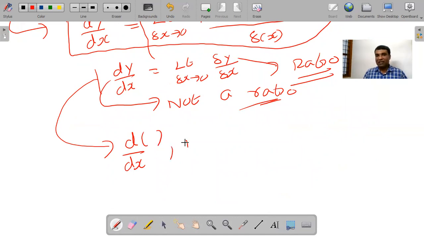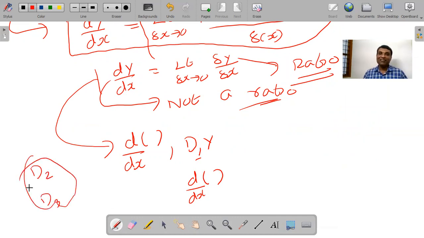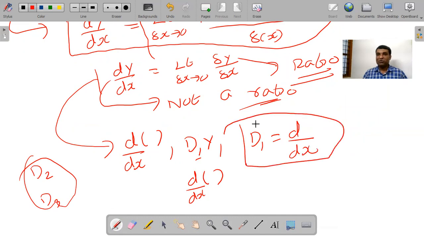We can also denote this by D1 of y. D1 is d by dx of this y, so D1 stands for the first derivative. If I write D2, that is the second derivative, D3 the third derivative. We will discuss this in detail in later sections. So this is not a ratio, don't misunderstand. But delta y by delta x is a ratio.